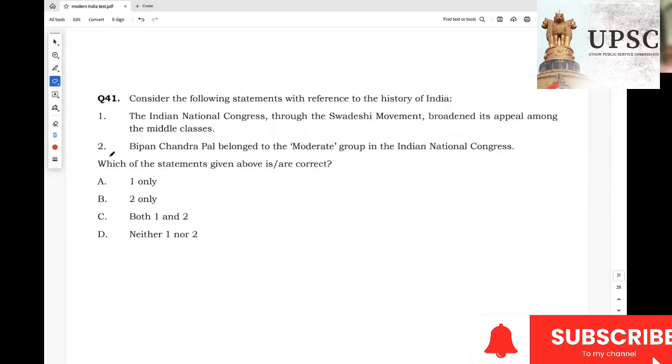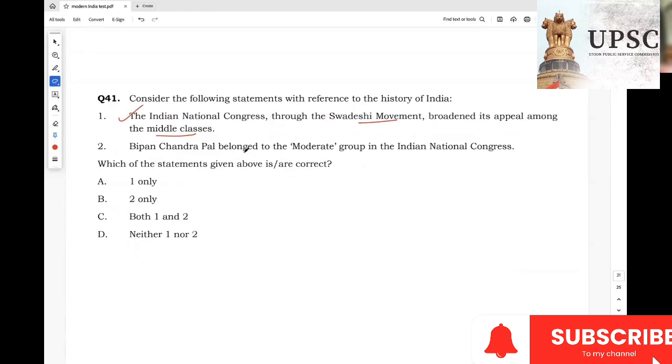Consider the following statements with reference to the history of India. The Indian National Congress, through the Swadeshi movement, broadened its appeal among the middle class. Everyone knows this is correct, because middle class participation was very high. Women's participation was very high. Students, lawyers, professionals, their participation was very high. In fact, Muslim participation was very high in the Swadeshi movement. So this statement is absolutely correct.